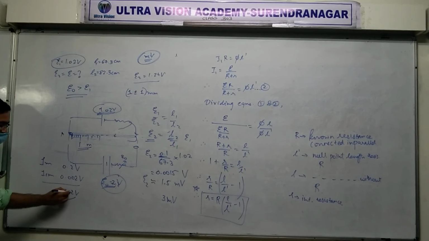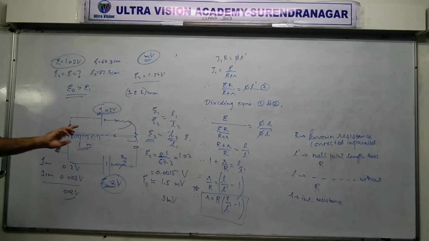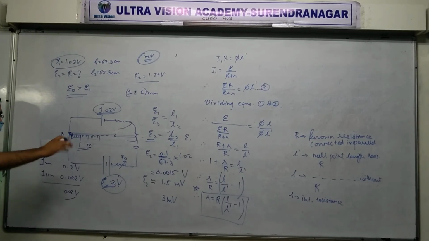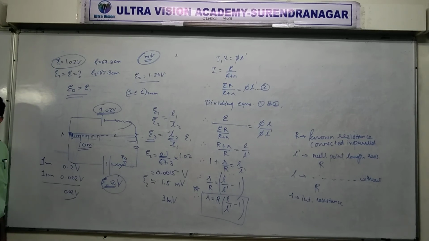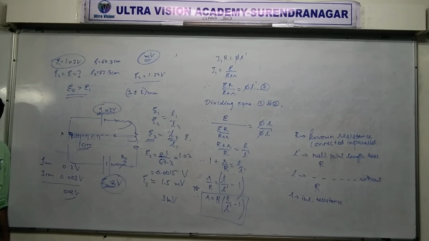Sorry, 0.02. So by changing the length of the wire, what we can do is we can make it longer and longer and longer. If you make it very long, like 10 meter or so, then what will happen? You will be able to measure a smaller voltage better. સમજાણો ને? You will be able to measure a smaller voltage better. Is there any other way out?